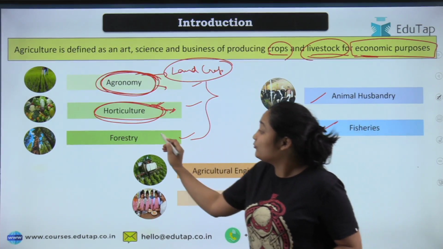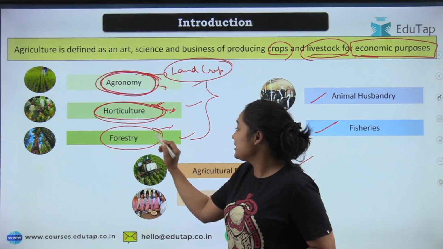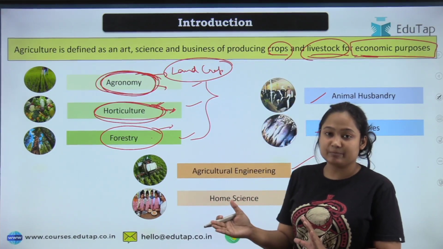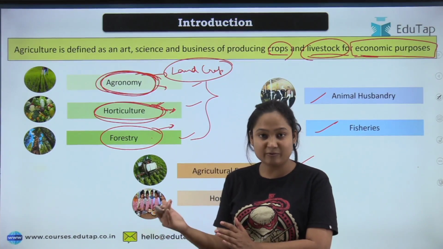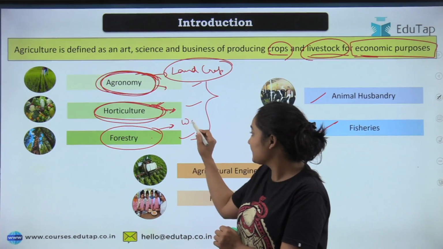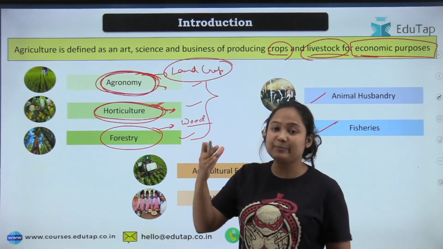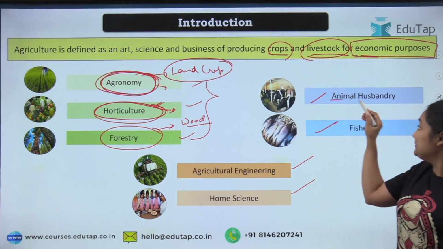Okay, so talking about forestry, forestry is also called silviculture. Okay, and it basically deals with the cultivation of forests. Why? For wood and some other products.